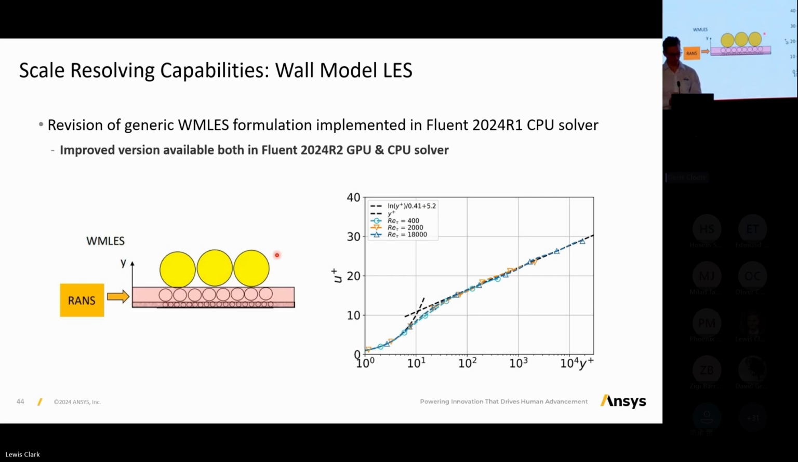And then onto the LES front, there's a new formulation for wall-modeled LES that is more Reynolds number insensitive. Previously, if we were to look at this graph, you would see that at different Reynolds numbers, it would follow the wall model better than at others. Now this is showing that regardless of Reynolds number, and we've got quite a range here from 400 up to 18,000, we're getting really consistent performance across those Reynolds numbers.